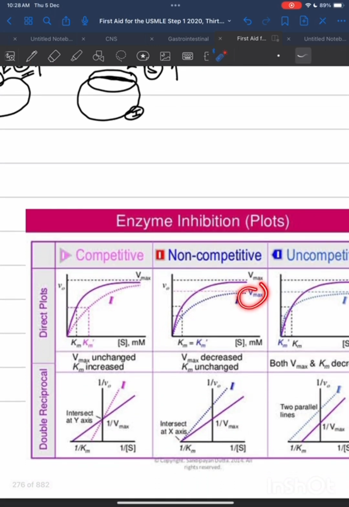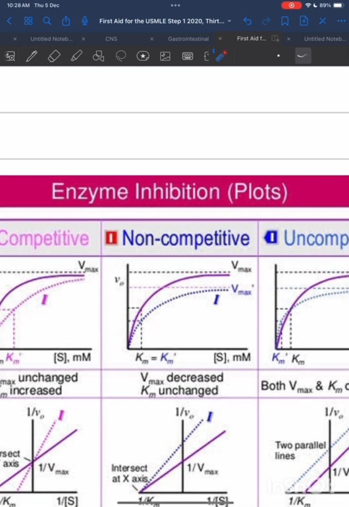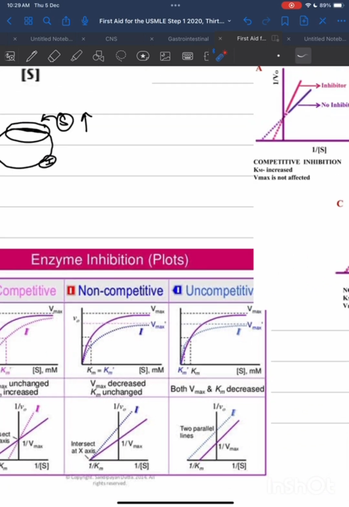So Vmax decreases because all the enzymes are not saturated with the substrate. Some enzymes are occupied by the inhibitor. So Vmax decreases, but Km won't change. Km is the same. Here for this Vmax, this is the half. So you will get this as Km. For this Vmax, this is the half. So here also you get the same Km. Okay, this happens in non-competitive inhibition.